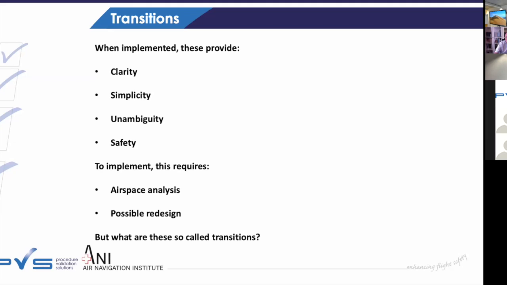This is what we think. But there are some requirements, or at least there could be some requirements in terms of what airspace am I working in, and is the design I'm looking at capable or suitable for transitions, and maybe there is a requirement to adopt the design or even redesign things to make the system compatible with transitions. We come to this later when we're through examples, but to start with, what are these so-called transitions?